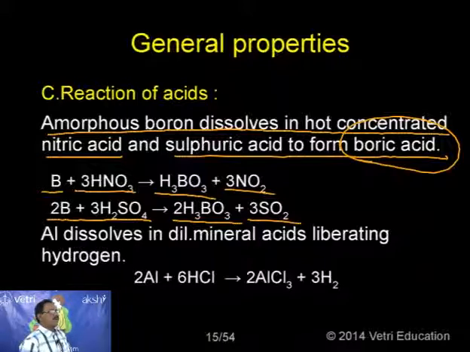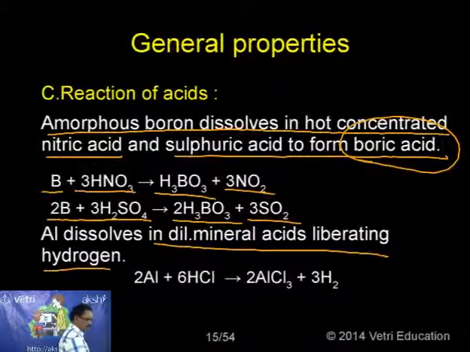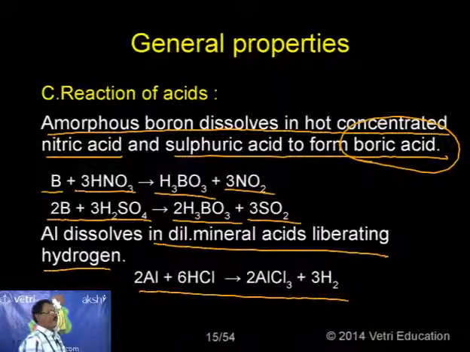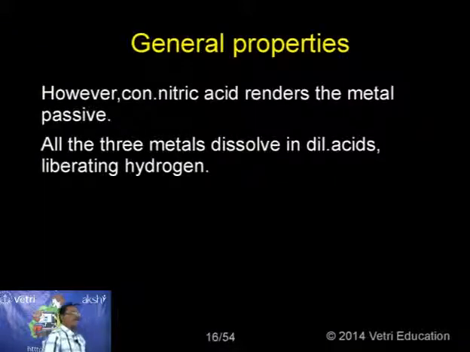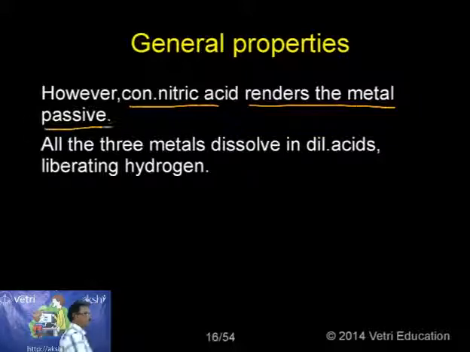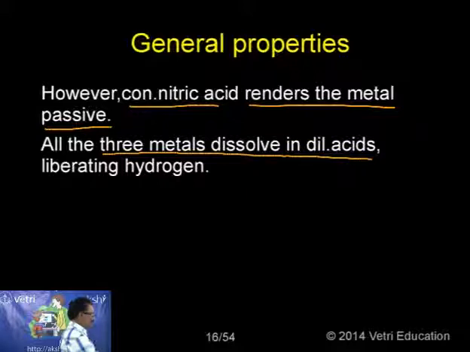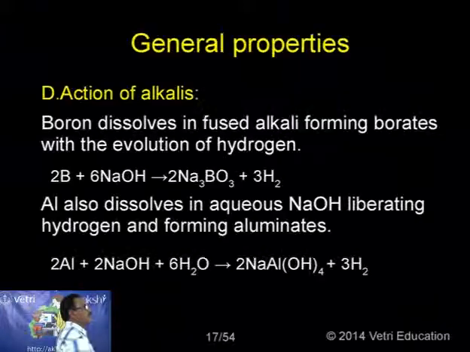Okay. What about the other metals? Aluminium dissolves in mineral acids, liberating hydrogen. So aluminium gives aluminium chloride and hydrogen is liberated. This is the interesting information I want to give you. However, concentrated nitric acid renders the metal passive. With the other metals, all the remaining 3 metals dissolve in acids, liberating hydrogen. This is the interesting information I want to record here.